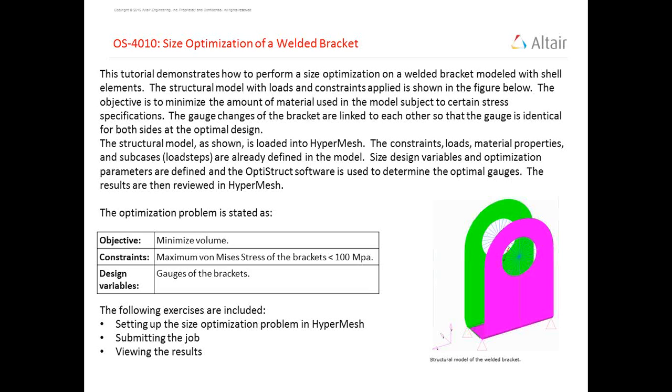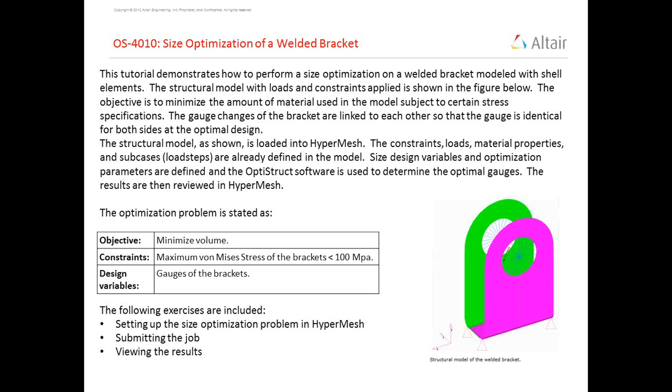The constraints, loads, material properties and subcases are already defined in the model. Size design variables and optimization parameters are defined, and the OptiStruct software is used to determine the optimal gauge. The results are then viewed in HyperView.